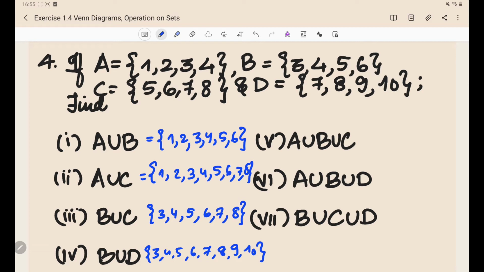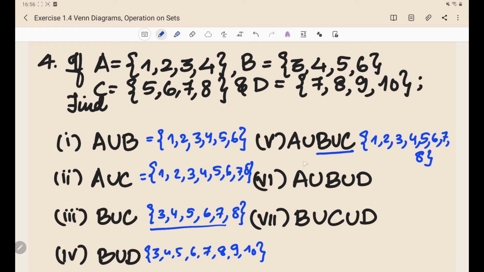Again, what is A union B union C? You can use any laws also. I have already found B union C, which is 3, 4, 5, 6, 7, 8. With that, you have to take the union with A, that is, you have to include 1 and 2 also with it: 1, 2, 3, 4, 5, 6, 7, 8.